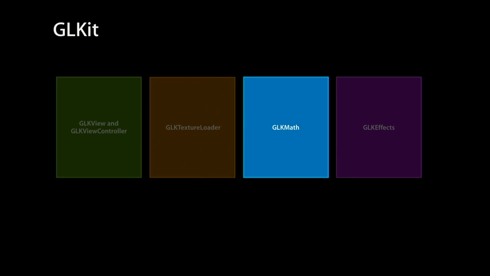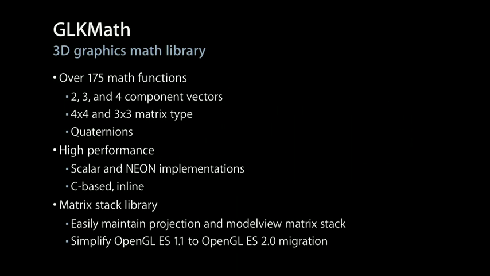Next up is GLK Math. So GLK Math is a math library made for 3D graphics applications. It has over 175 math functions with 2, 3, and 4 component vectors, 3x3 and 4x4 matrices, and support for quaternions. But what sets it apart is the performance.